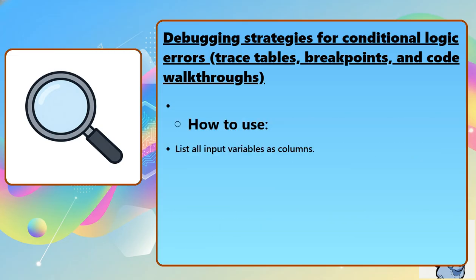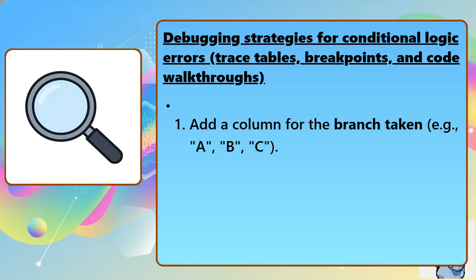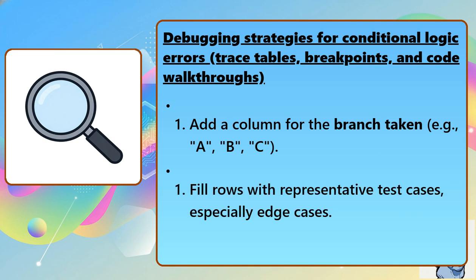How to use: Step 1. List all input variables as columns. Step 2. Add a column for each intermediate Boolean expression, cond1, cond2, and so on. Step 3. Add a column for the branch taken, for example A, B, C. Step 4. Fill rows with representative test cases, especially edge cases. Example: debugging a nested eligibility test.